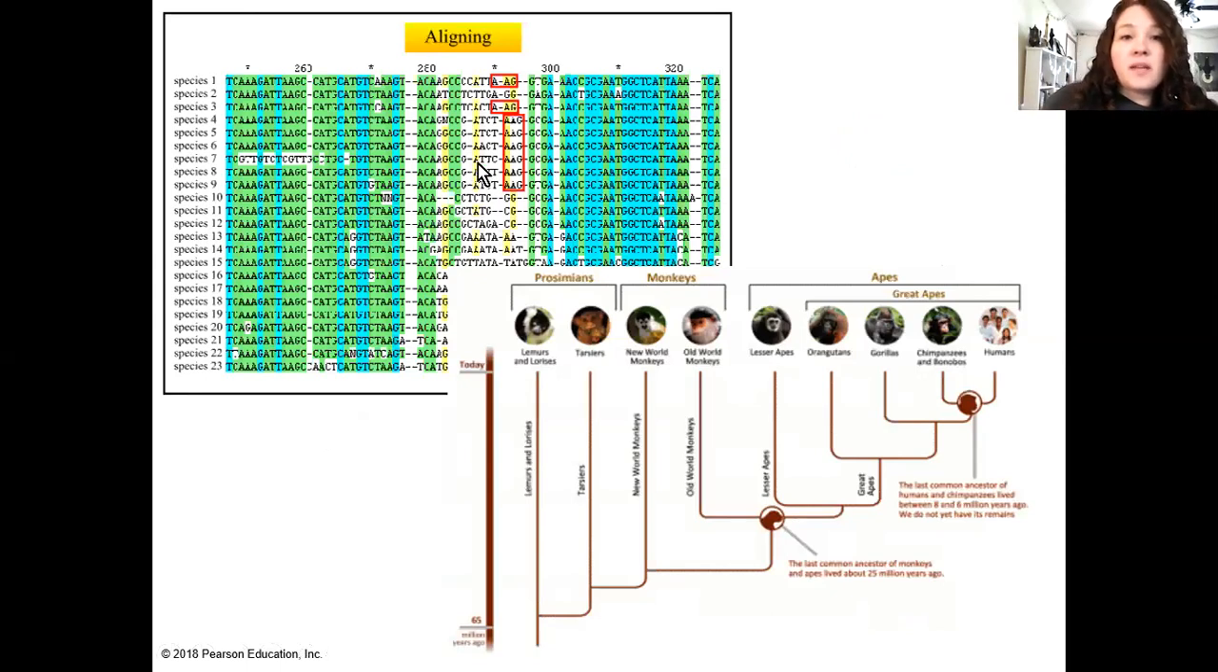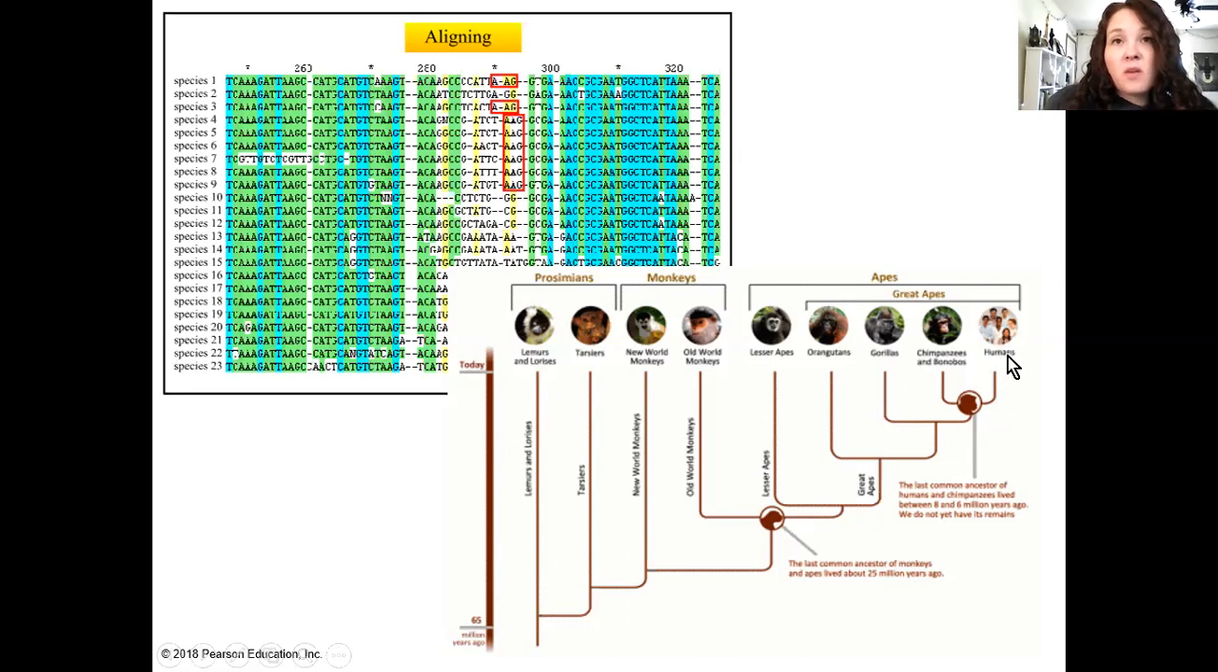A DNA sequence alignment usually looks like this. These people are comparing the DNA sequences of the different species on the left, you see here, and you can see that the bases have been aligned, so you can see where the differences and the similarities are. And it will lead to something like this.